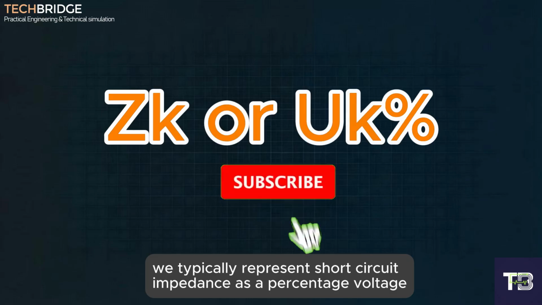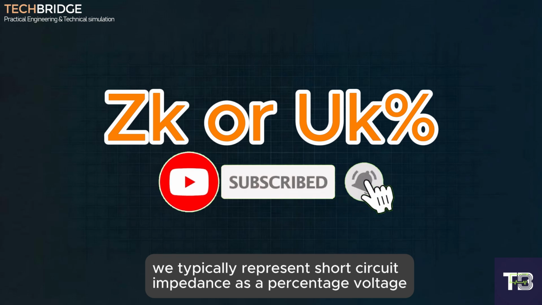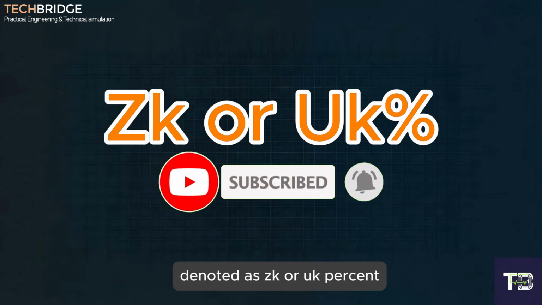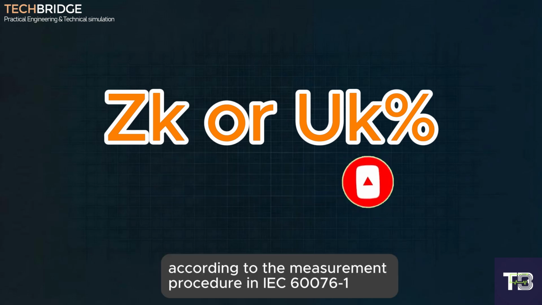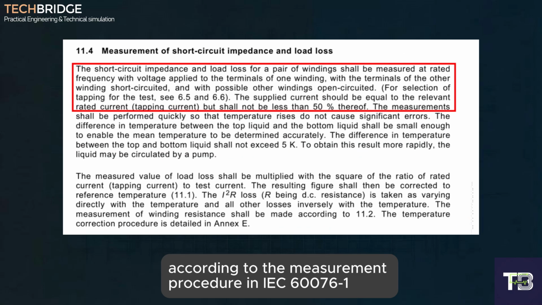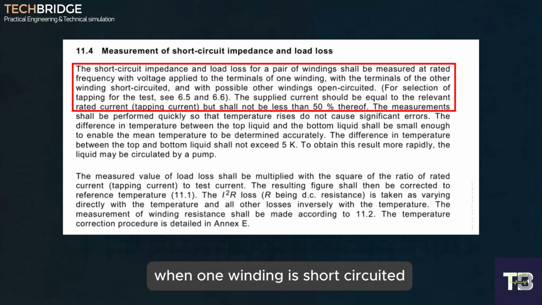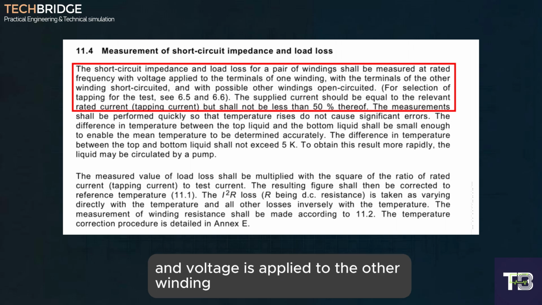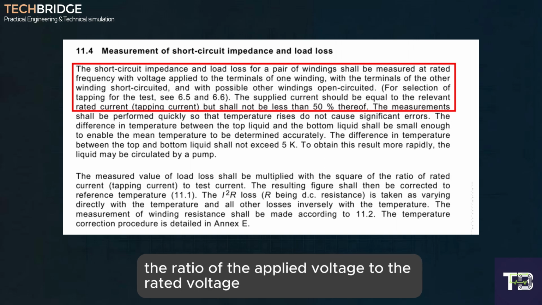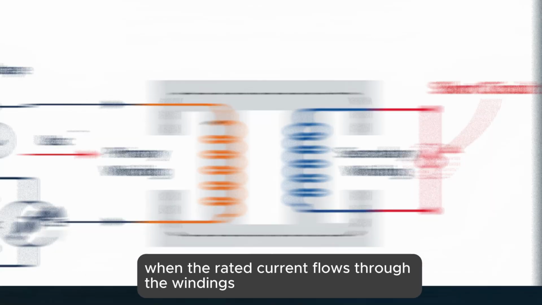We typically represent short-circuit impedance as a percentage voltage, denoted as ZK or UK%. According to the measurement procedure in IEC 60076-1, short-circuit impedance is defined as, at rated frequency, when one winding is short-circuited and voltage is applied to the other winding, the ratio of the applied voltage to the rated voltage when the rated current flows through the windings.